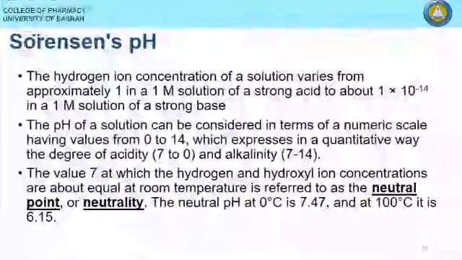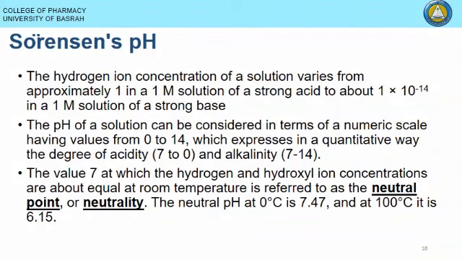Here we're going to talk about the Sorensen pH scale. Sorensen put a scale from 0 to 14 to define the acidity and the basicity. And he put a neutral value that is equal to 7. This is a neutral value at room temperature. At different temperatures, the neutral value is going to be different.